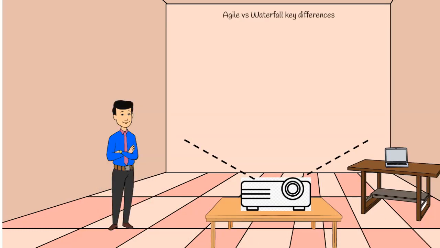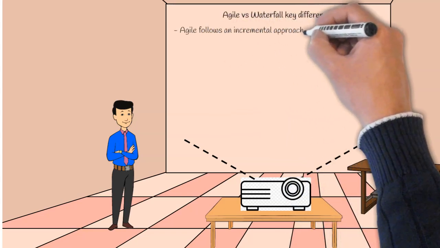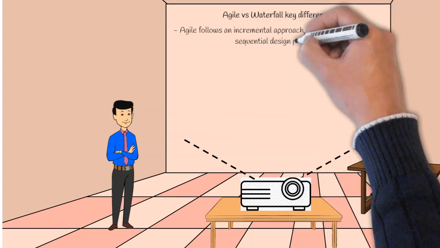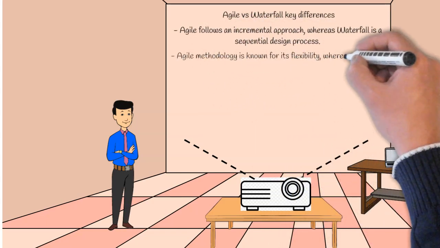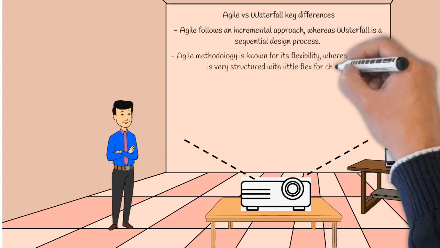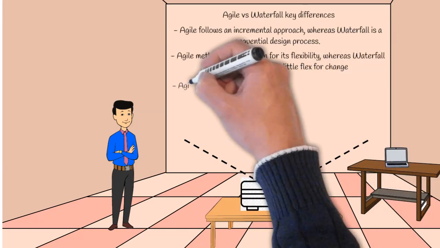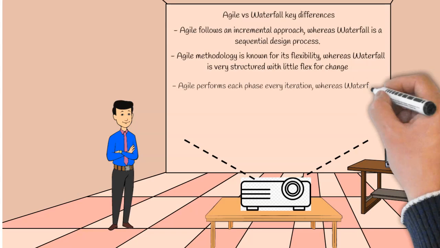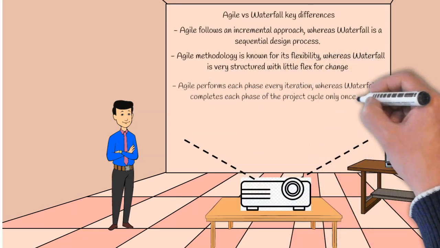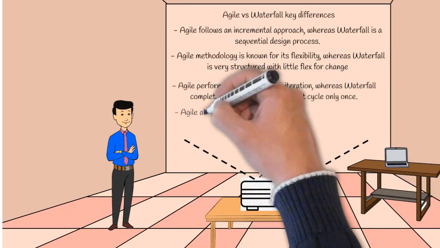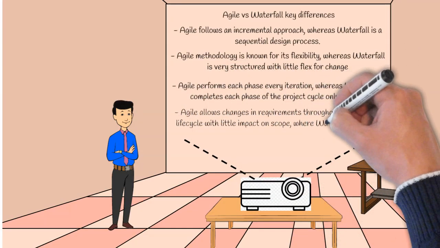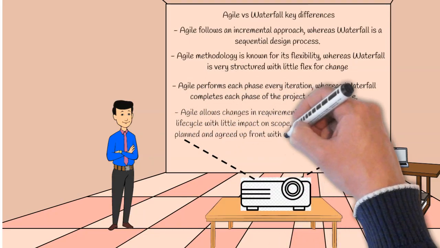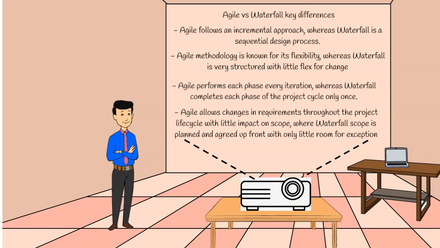Agile versus Waterfall key differences. Agile follows an incremental approach, whereas Waterfall is a sequential design process. Agile methodology is known for its flexibility, whereas Waterfall is very structured with little flex for change. Agile performs each phase every iteration, whereas Waterfall completes each phase of the project cycle only once. Agile allows changes in requirements throughout the project lifecycle with little impact on the scope, whereas Waterfall scope is planned and agreed up front with only little room for exception.